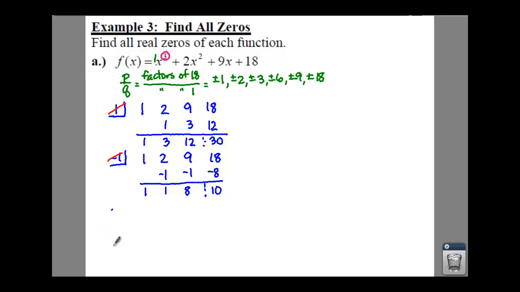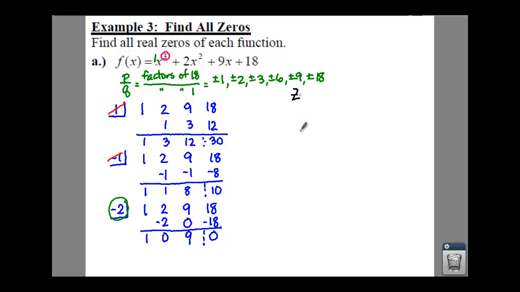So let's try 2. Let's just get crazy. Let's try a negative 2. So we're going to try a negative 2. We have a 1, 2, 9. Where are these numbers coming from? They are your coefficients. So bring down a 1. 1 times a negative 2 is a negative 2. You add those, you get a 0. Multiply those, you get a 0, so you get a 9. 9 times negative 2 is negative 18. You get a remainder of 0.